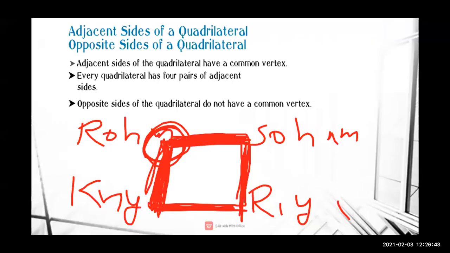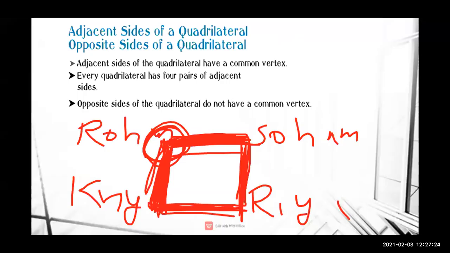Adjacent sides of a quadrilateral have a common vertex. Every quadrilateral has the name of the quadrilateral. There were 8, but here how many pairs of adjacent sides are there? There will be 4 pairs. We have seen first Rohan and Soham, and Kriya and Rohan, then here. Pairs means जोड़ियाँ. There will be 4 pairs when we are finding the adjacent sides.